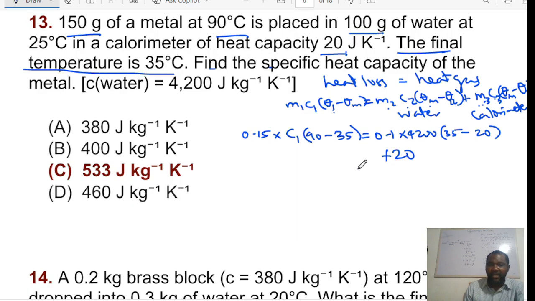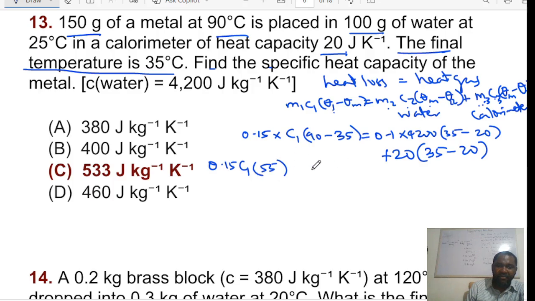Don't forget that. Then the temperature change will be the same as that of its content, which is 35 minus 20. This is interesting. So let's solve this now. This is going to be 0.15 C1 times 90 minus, this is 55, equal to 420 times 15, then plus 20 times 15. So this is going to be 0.15 times 55 C1.